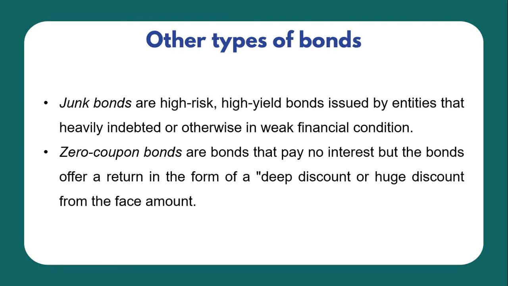Zero coupon bonds, these are bonds that pay no interest, but the bonds offer a return in the form of a deep or huge discount from the face amount. So, even though there's no interest, the principal is discounted. Okay? The face amount of the bonds is discounted.